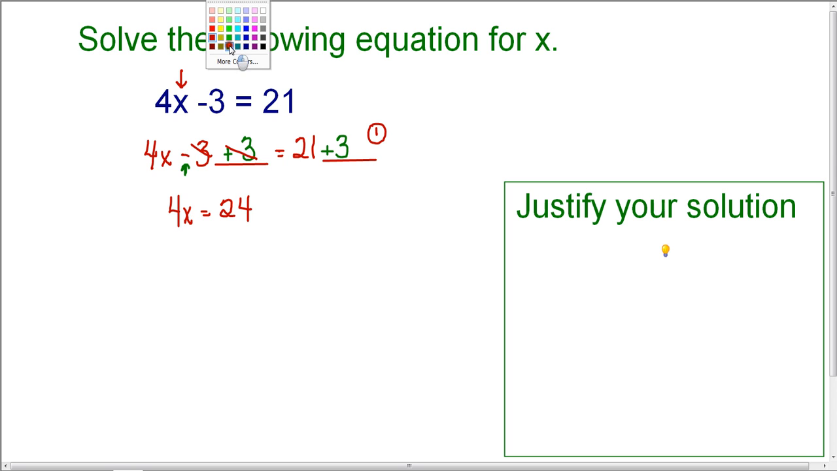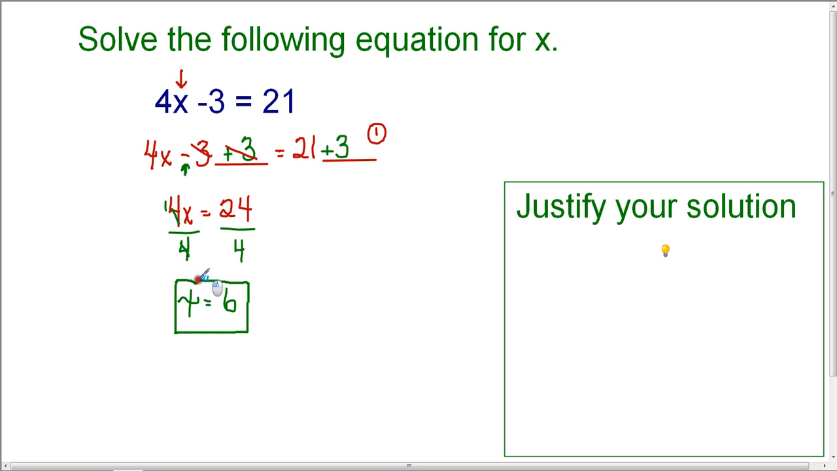So now I'm going to ask myself, this says 4 times x. What is the inverse operation of multiply? The inverse operation is to divide. So I'm going to divide by 4 on both sides of the equation. I know that 4 divided by 4 is 1, and that's how I end up with just 1x. And 24 divided by 4 is 6. So I end up with an answer of x equals 6. And dividing by 4 on both sides of the equation is step number 2. And that's why we call these two-step equations.